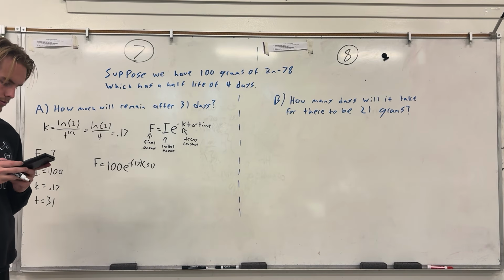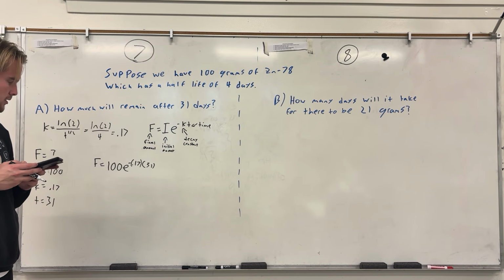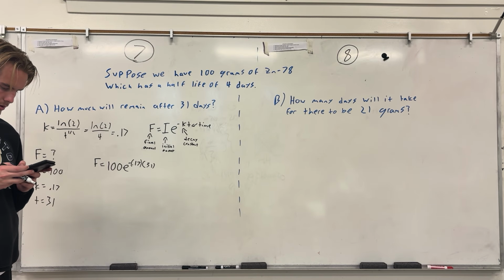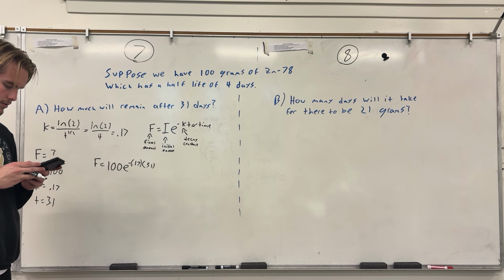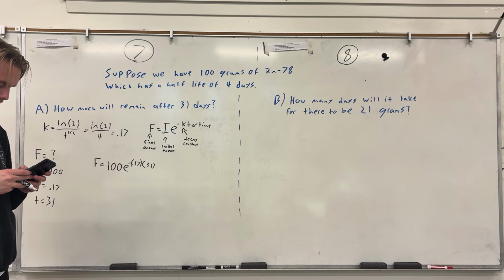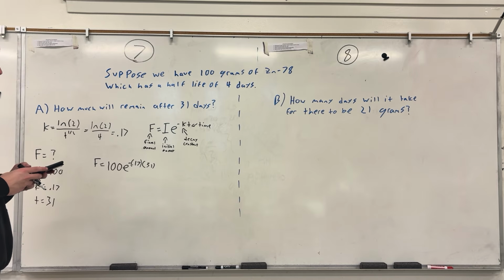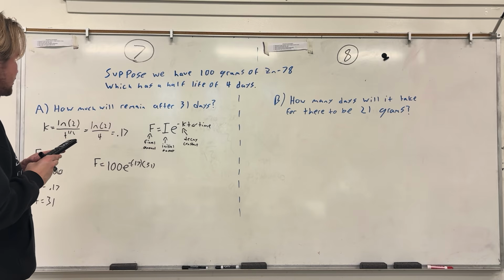E to the power negative 0.17 times 31. I'm sorry guys, you're just gonna have to hang in with me. These calculators are not great. There we go. 600 negative 0.17 times 31. Okay.